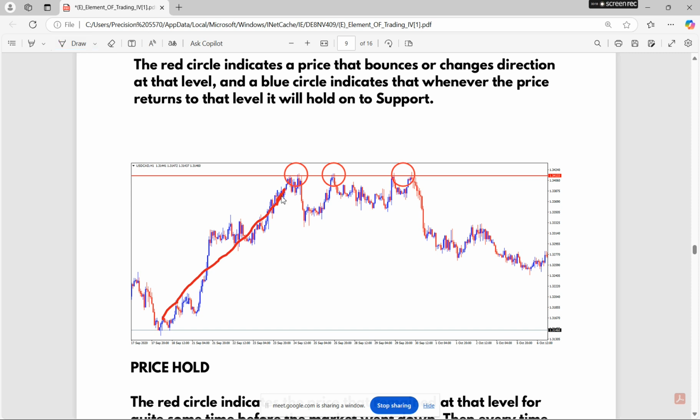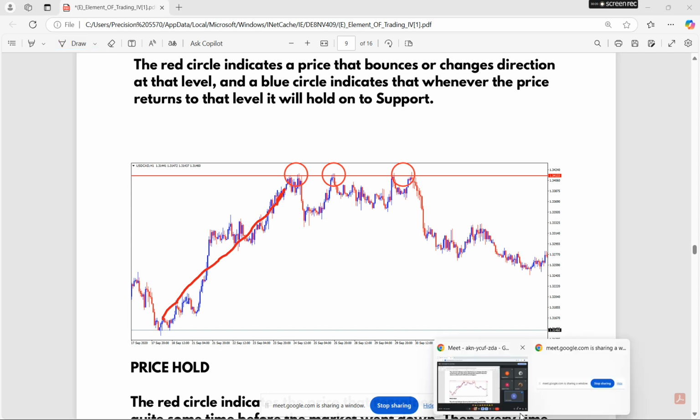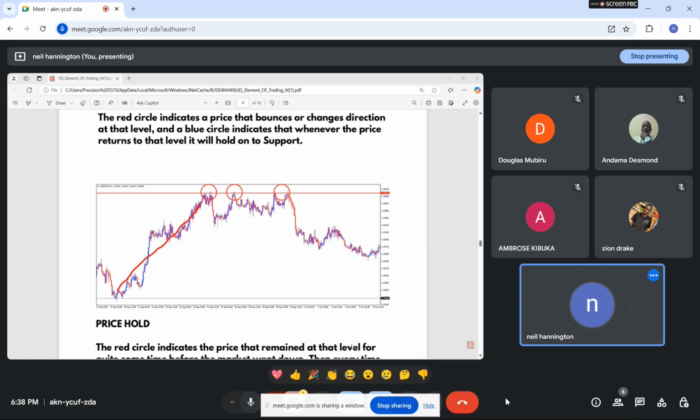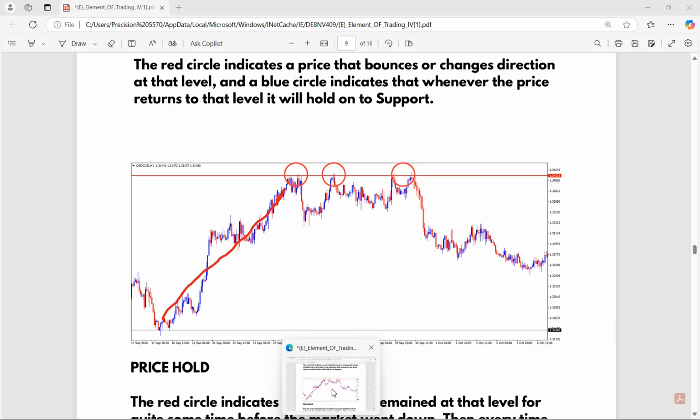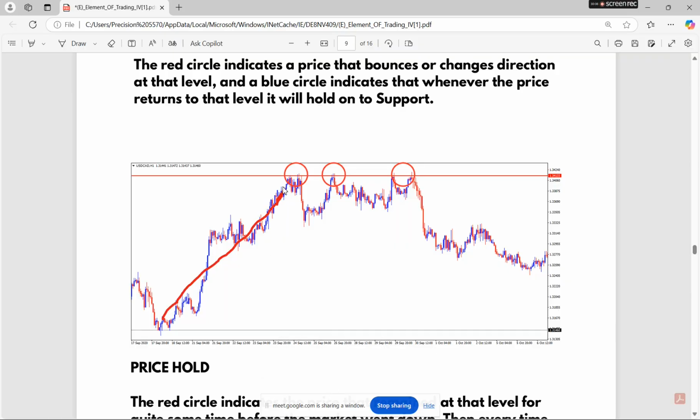Douglas, in the bullish trend, what do you do? Do we buy and sell? No, we don't buy and sell in the bullish trend. We only buy in the bullish trend. Very good. Yeah, we only buy in the bullish trend.